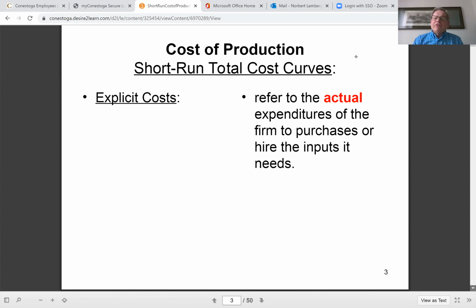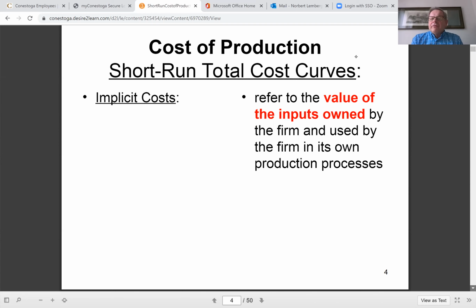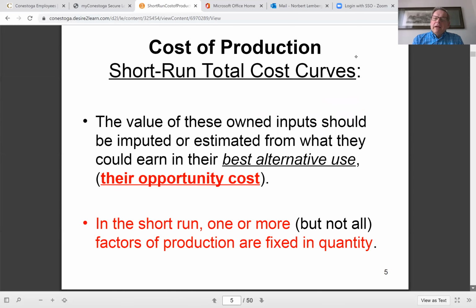The explicit costs refer to the actual expenditures of the firm to purchase or hire the inputs it uses. These are the costs that you're familiar with from your accounting courses, the ones that the accountants actually record in their ledgers. Implicit costs refer to the value of the inputs owned by the firm and used by the firm in its own production processes. The value of these owned inputs should be imputed. In other words, they have to be estimated from what they could earn in their best alternative use. What we're referring to here is their opportunity cost.